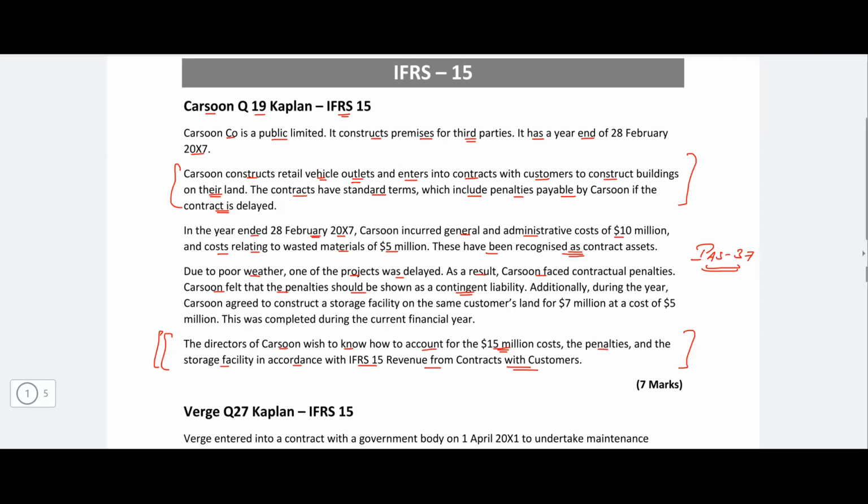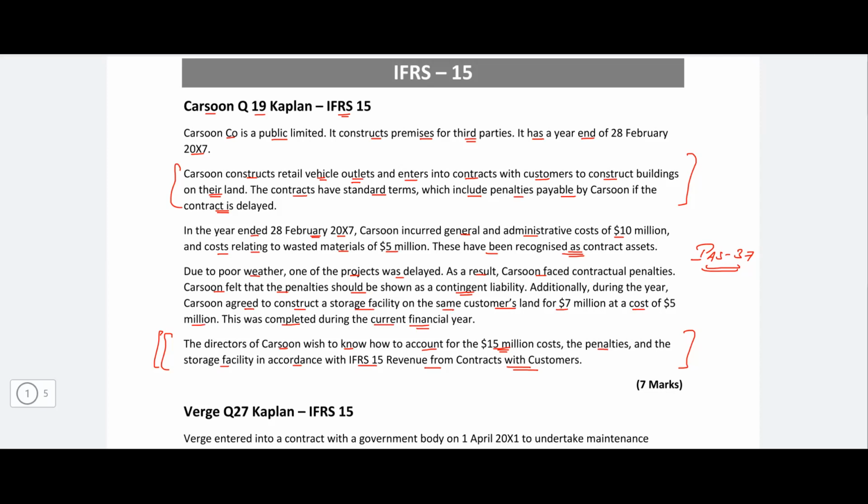Additionally, during the year, Carsoon agreed to construct a storage facility on the same customer's land for 7 million at a cost of 5 million. This was completed during the current financial year. So the directors of Carsoon wish to know how to account for the 15 million cost, the penalties.